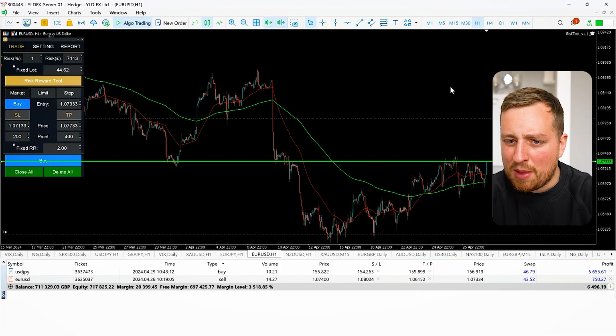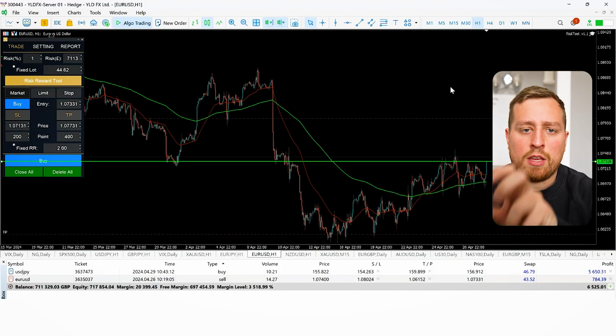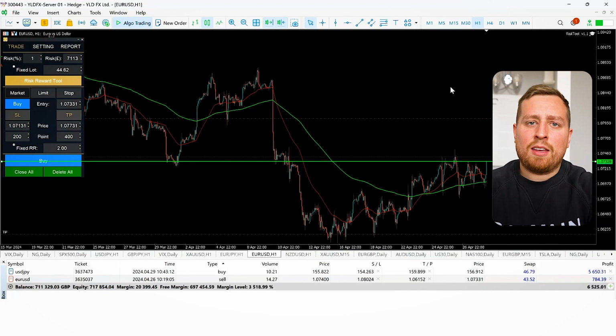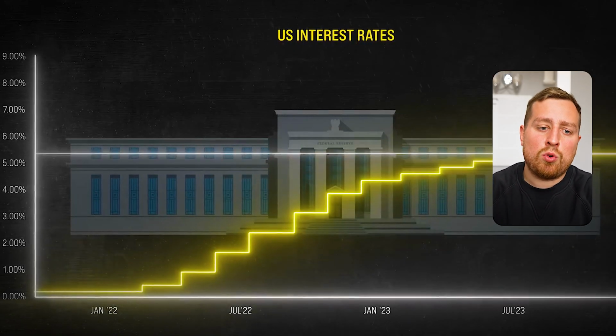Now let's have a look at euro US dollar, which is not going the best in my favor at this moment in time, but I'll run down it with you nonetheless. Euro weaker against US dollar. Fundamentally, the euro economy is weaker against the US economy. We also have the interest rates in our favor from a short perspective.